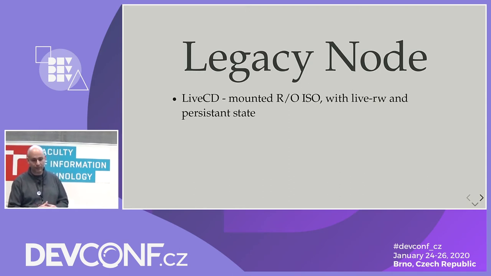I'm going to go really briefly over this. Basically, it was a live CD. It was a read-only mounted ISO, and it had a live read-write layer and some persistent paths. Some of the benefits are that it was image-based, so whatever you tested is what the user got, and it was kind of immutable, right?